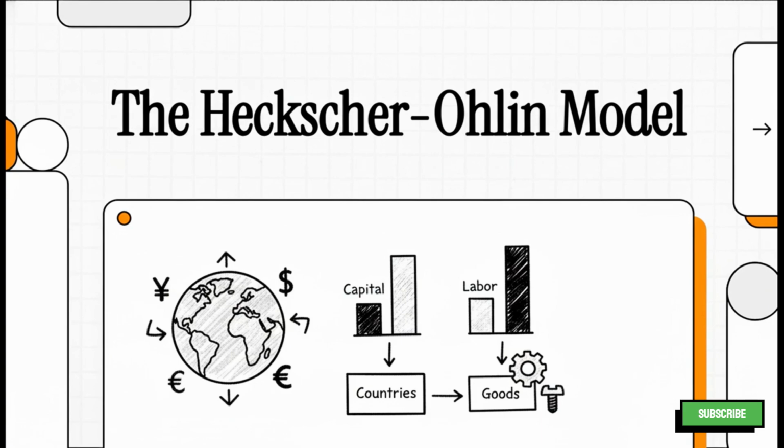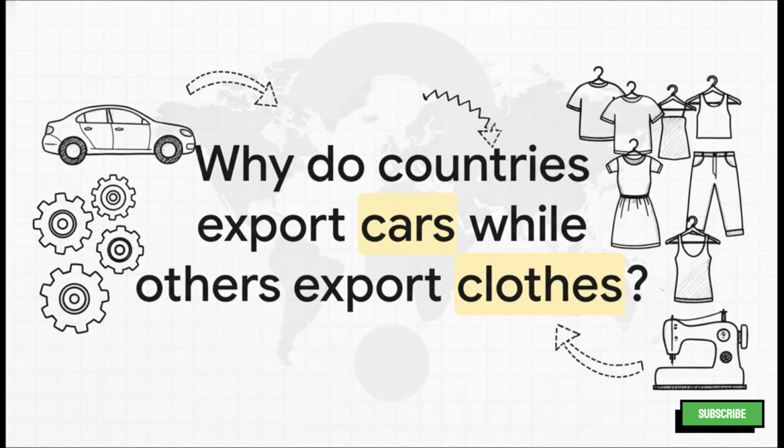Today, we're going to dive into one of the most powerful ideas in economics that explains exactly why countries trade the way they do. I mean, really think about it for a second. Why cars from Germany and clothes from Bangladesh? Is there some kind of hidden logic behind all this global trade? Well, that simple question is exactly what we're going to unpack today.